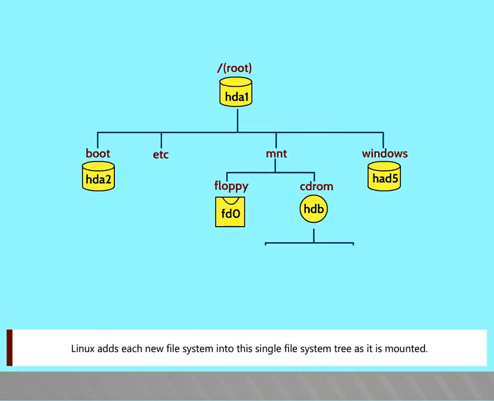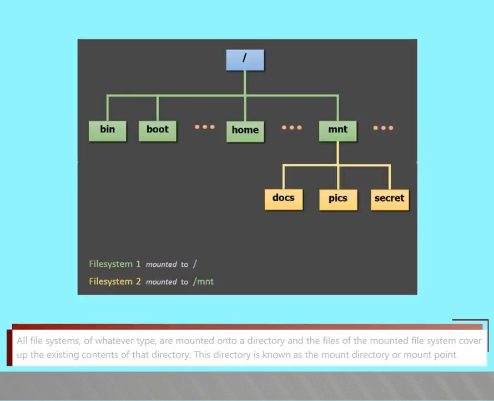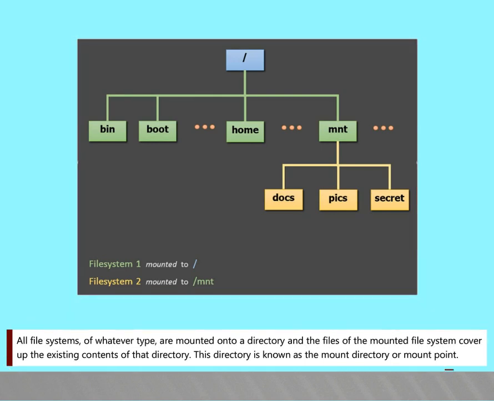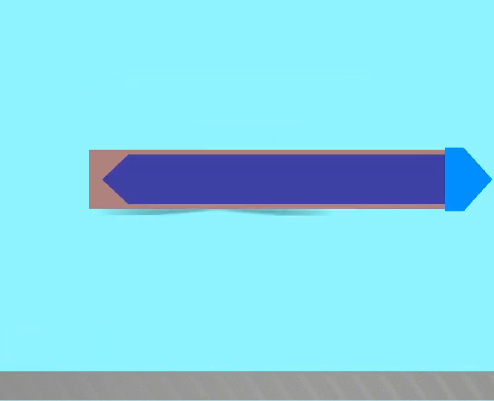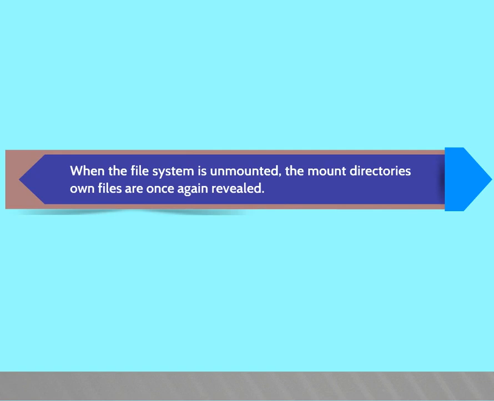Linux adds each new file system into this single file system tree as it is mounted. All file systems of whatever type are mounted onto a directory, and the files of the mounted file system cover up the existing contents of that directory. This directory is known as the mount directory or mount point. When the file system is unmounted, the mount directory's own files are once again revealed.